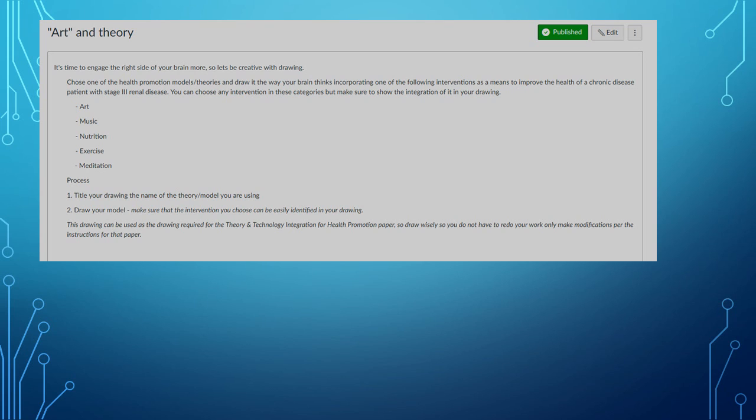Now, this assignment could have two purposes. One, you're going to do it here, draw it out. But number two, you could actually use this drawing in your theory and technology paper for the health promotion model that I'm asking you to talk about in that paper. So you could do a dual purpose.